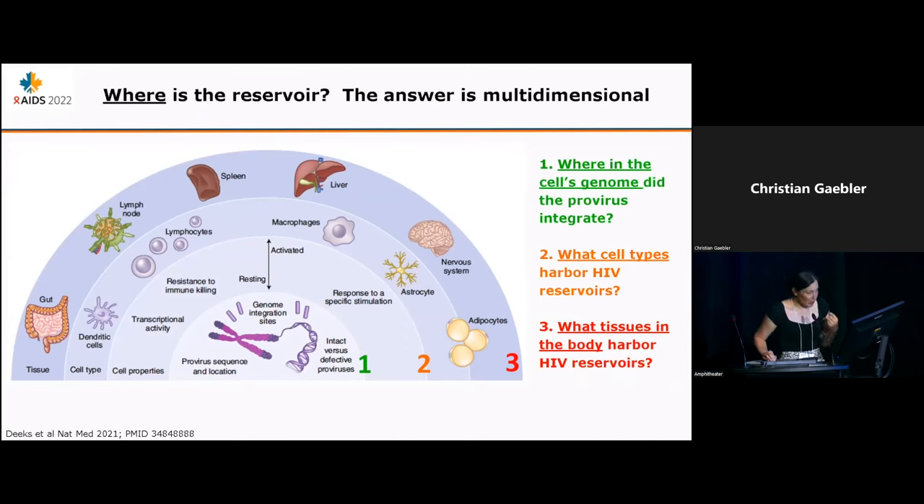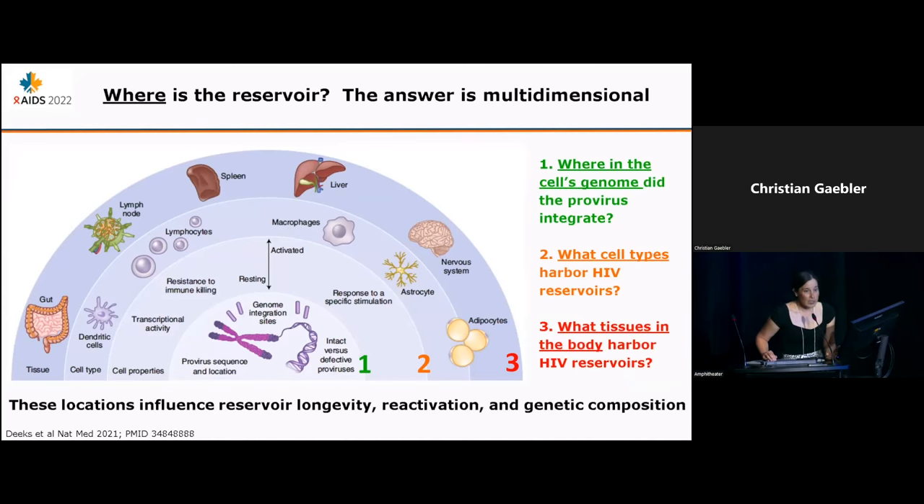When we talk about where, we can ask, where in the genome did the provirus integrate? Or at the second level, what cell types harbor HIV reservoirs? Or at the third level, what tissues in the body harbor HIV reservoirs? This is important because this location information influences reservoir longevity, reactivation, and genetic composition.